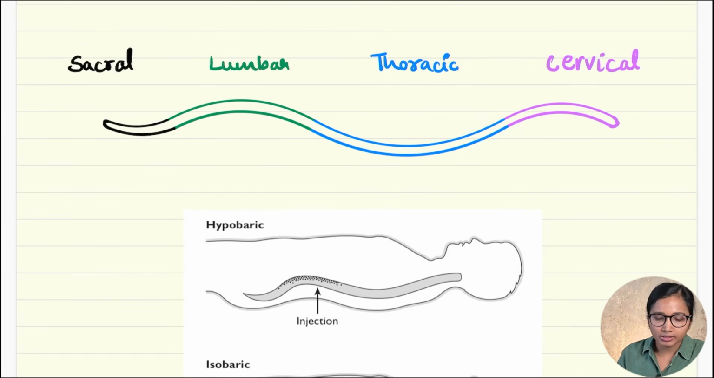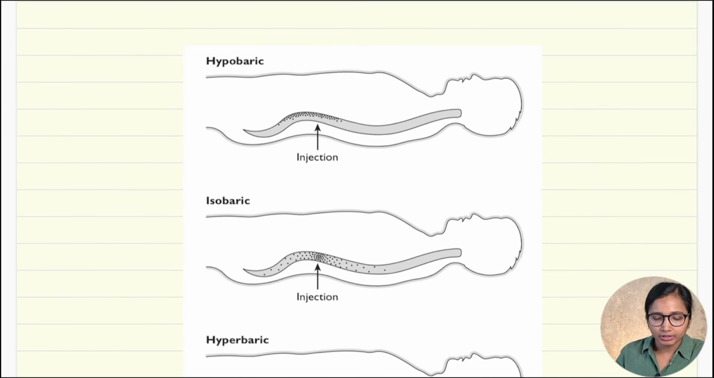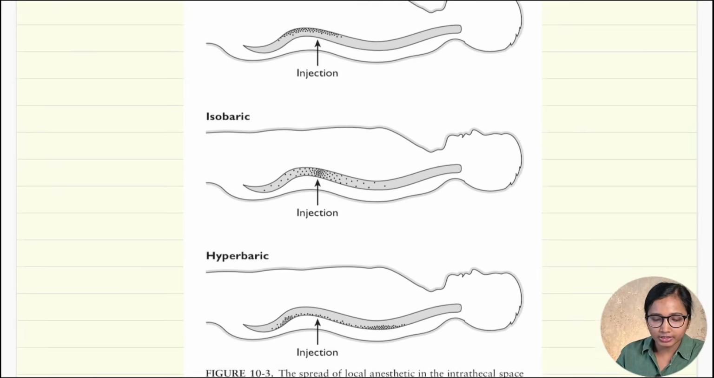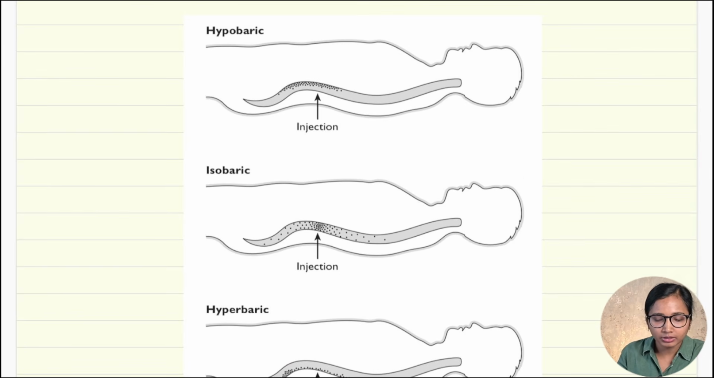This is the normal curvature of the spine, and in this diagram, the drug is injected in the supine position. The hyperbaric drug follows gravity and gets collected in the sacral region and towards the thoracic concavity. In hypobaric, the drug goes against gravity. As you can see, it gets collected here, and isobaric gets collected at the site of injection only.